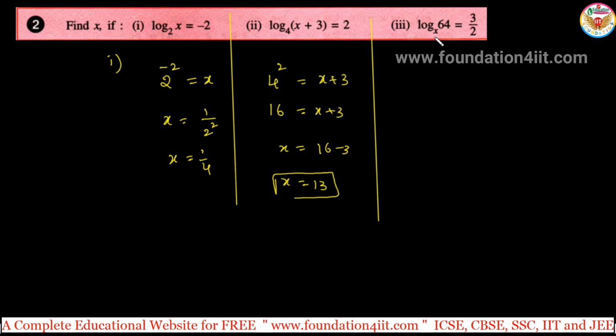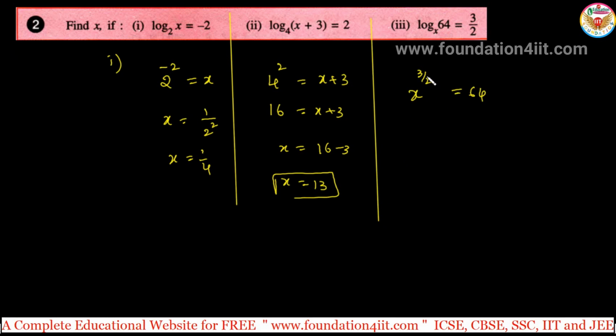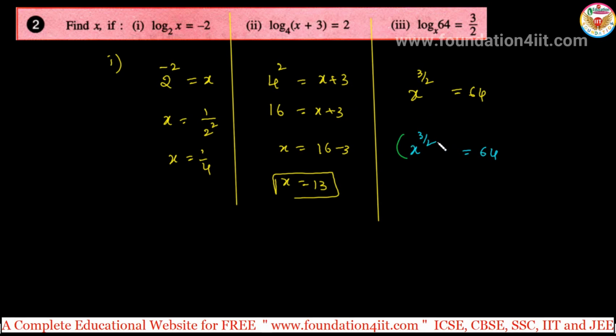Log 64 to the base x is equal to 3 by 2. That is, x to the power 3 by 2 is equal to 64. Right? x to the power 3 by 2. So to remove this 3 by 2, take the whole to the power 2 by 3. x to the power 3 by 2 is on one side, and 64 is on the other side. So you take the whole to the power 2 by 3 on both sides.